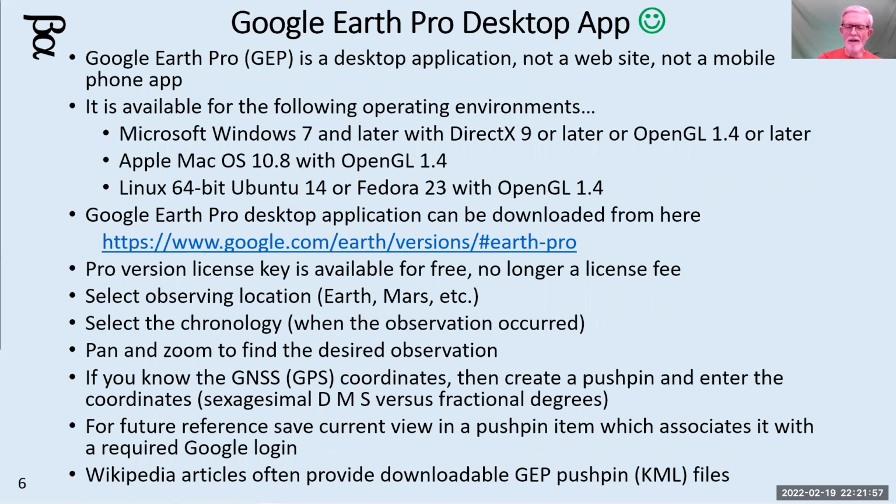When you're looking for things on Earth, my favorite is Google Earth Pro, or I just call it GEP. It's a desktop application. It's not a website. It's not a mobile phone app. I have my little emoticon up here, my little smiley face, because this is what I like. It's available for Microsoft Windows 7 and later, and it'll work with DirectX 9 or later or OpenGL 1.4 later for those people that are into such things. So it will not work with OpenGL less than 1.4, which my laptop's like that, so I run it in DirectX. But it's available on Apple Macs, and also available on Linux.